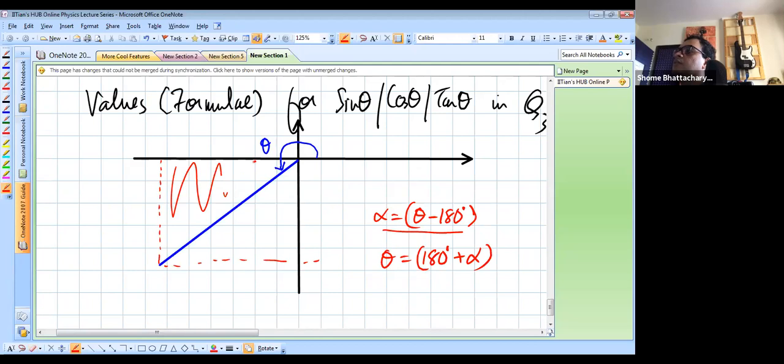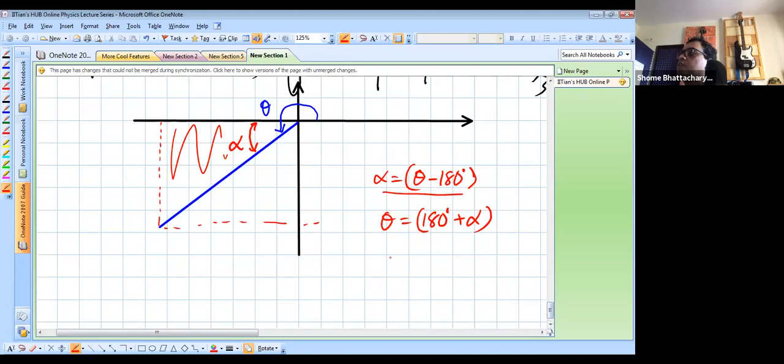This angle from here to here is my alpha, and that is becoming theta minus 180. So for example, for theta equal to 225 degrees, my alpha will become how much? It will become 45 degrees, because you know that 225 is actually 180 plus something, and that something is 45.